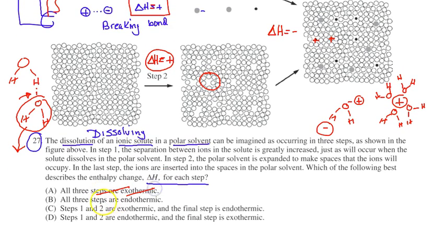All right, so are all three steps exothermic and endothermic? No way. Are all three steps endothermic? No. Step 1 and step 2 are endothermic, and the final step is exothermic. Okay, so D is your answer.